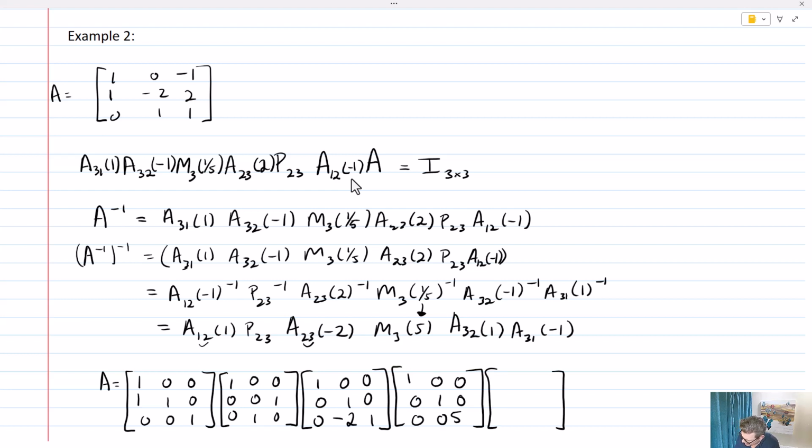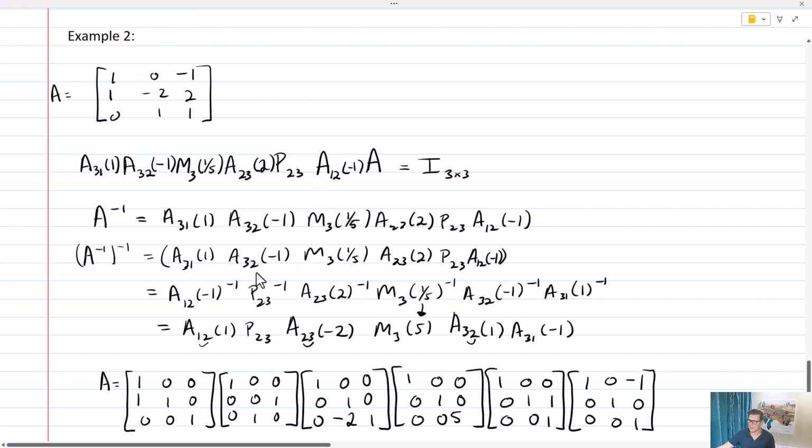A32(1), in the slot 2,3, we're going to have a 1, 1's on the diagonal, 0's everywhere else. And then A31(-1), we're going to have a negative 1 in position 1,3, 1's on the diagonal, and 0's everywhere else. Multiply those all together, and you should end up with [1, 0, -1; 1, -2, 2; 0, 1, 1], which is the matrix that we started out with.